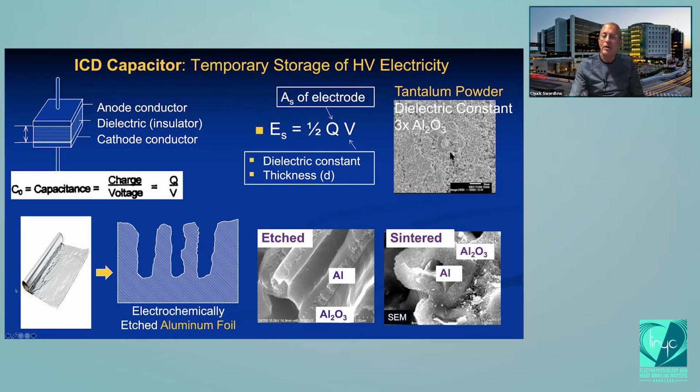Tantalum is a heavy metal, but tantalum metal can be dispersed as a powder, and the dielectric is its oxide, tantalum oxide. And the main advantage of tantalum capacitors, they have some disadvantages, the main advantage is the dielectric strength is 3 times that of the dielectric in aluminum capacitors. So for the same volume, you can store more voltage in that direction.